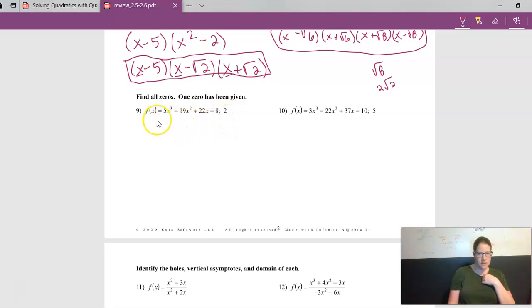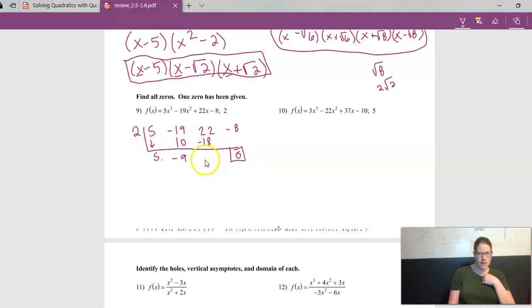So to find the others, since this is not a factorable polynomial, we're going to use synthetic division to divide using that 0 that is given to us. So that'd be 5, negative 19, 22, and negative 8. This is going to be our remainder. Remember, since this is a given 0, my remainder should be 0. If I don't get a remainder of 0, it means I made a mistake somewhere. So pull down that 5. 2 and 5 is 10. Negative 19 and 10 is negative 9. 2 and negative 9 is negative 18.